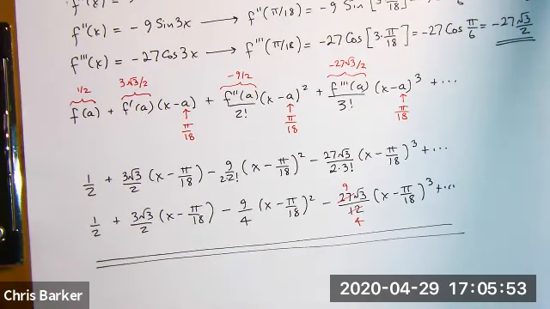There's our Taylor series, 4 terms of the Taylor series of the sine of 3x, centered at pi over 18. Any questions about that one? Okay.